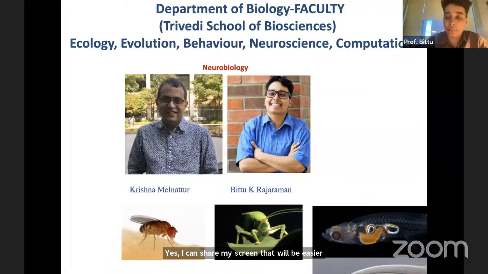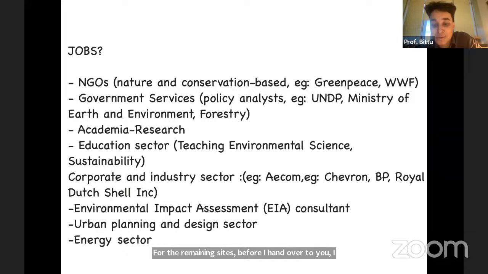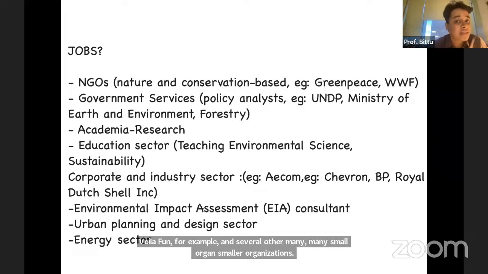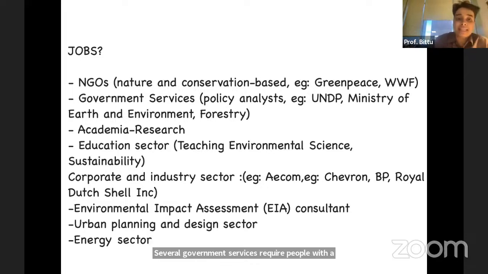Before I hand over to you, I will just present a quick slide for those of you who are worried about what jobs you'll get after an eco-evo master's. Quite apart from academia, research, or teaching in the education sector, I think NGOs are the largest group that hire people with ecology, evolution, specializing master's degrees. These are nature and conservation-based organizations, World Wildlife Fund, for example, and several other smaller organizations. Several government services require people with a master's in this field, policy analysts, for example, and of course, corporate and industrial sectors also hire ecologists to enable them to do their assessments for environmental impact. Finally, urban planning, design, energy sector. The energy sector needs a lot of ecologists to figure out how they will manage the energy transition moving forward, and so on.